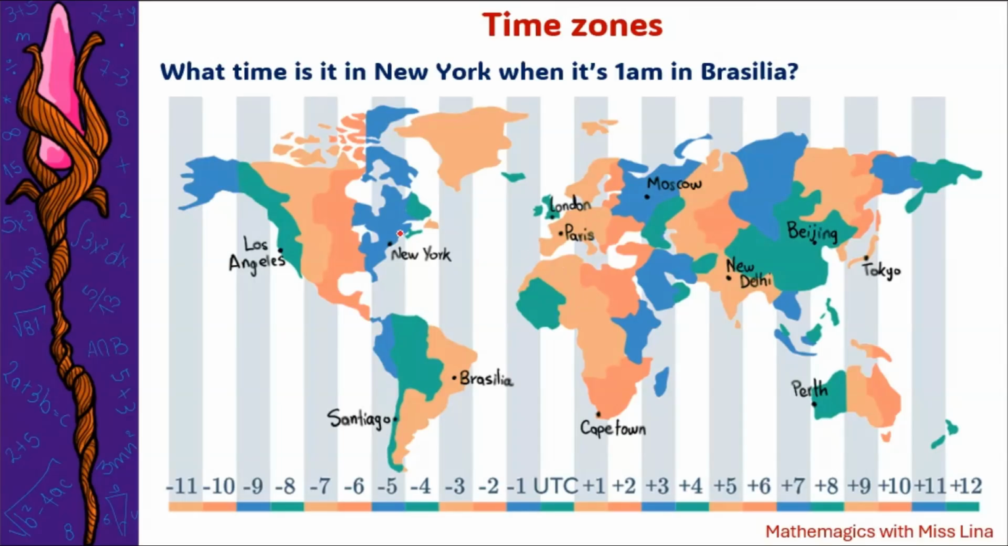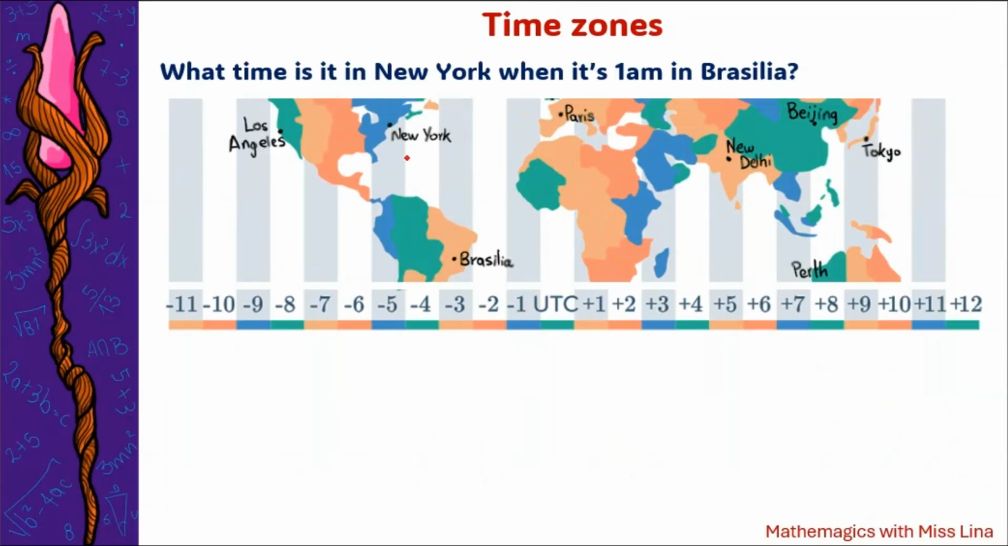Okay, this time we are talking about New York and Brasilia. New York is at the -5 time zone, and Brasilia is at -3. The difference again is just 2 hours. So it says it's 1 a.m. in Brasilia. What time is it in New York? New York is going to be earlier. Notice that we are going to the left. So that means from 1 a.m. we need to go 2 hours earlier. 1 a.m., then it is 0 a.m., let's say, and then it's going to be at night, 11 p.m.